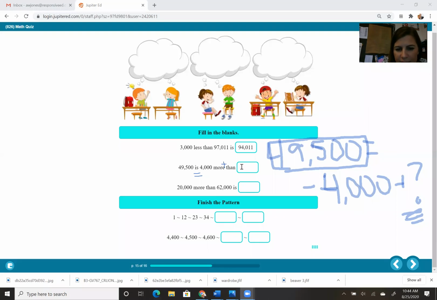So 49,500 is 4,000 more than what number? Take away 4 from the thousands place because it's 4,000. 9 minus 4 is 5. So it would be 45,500.